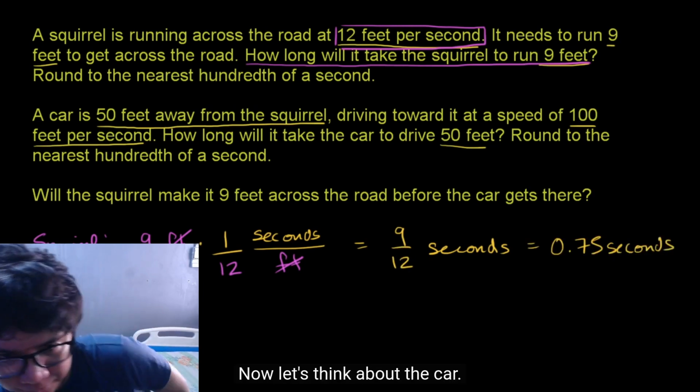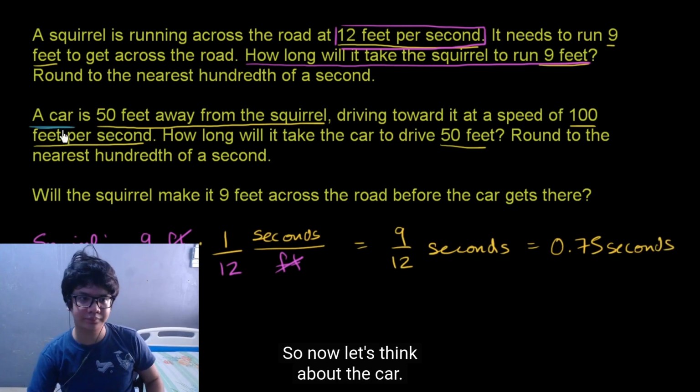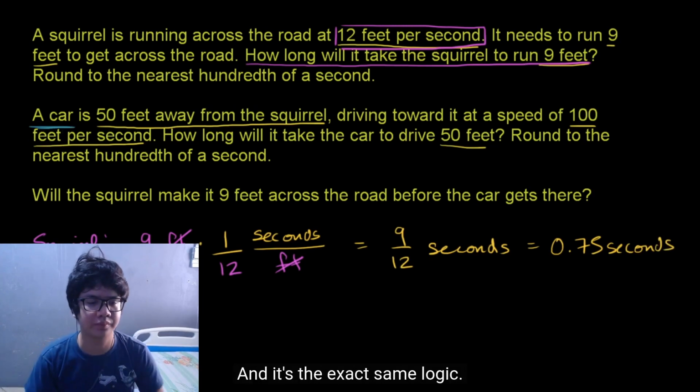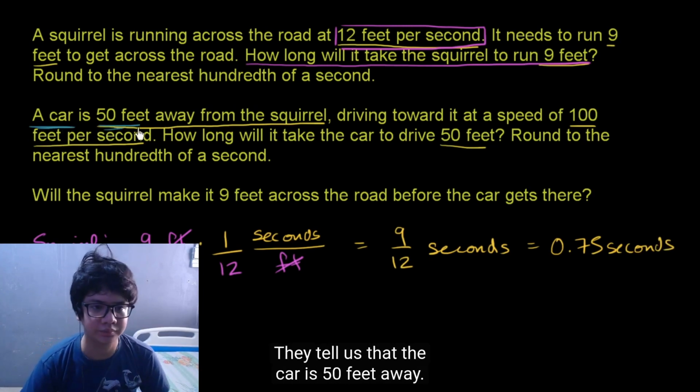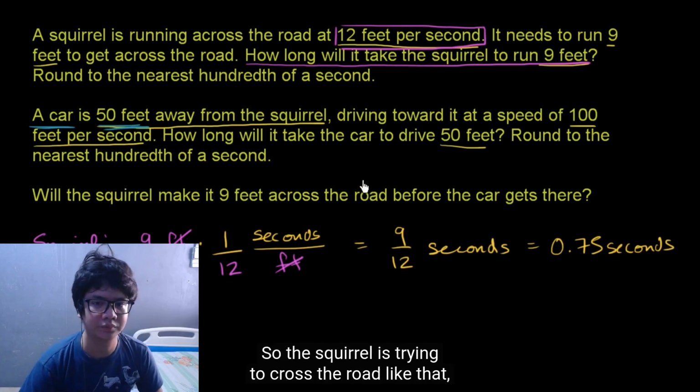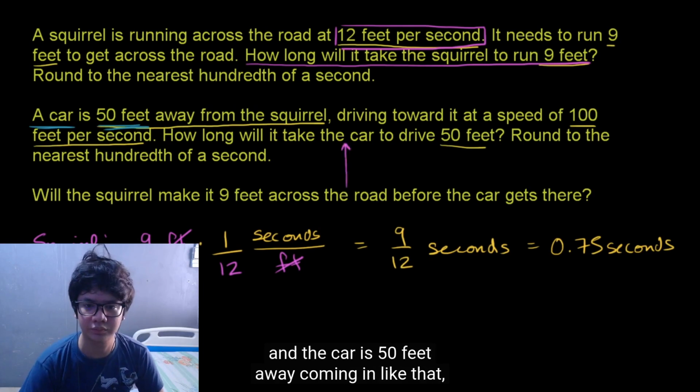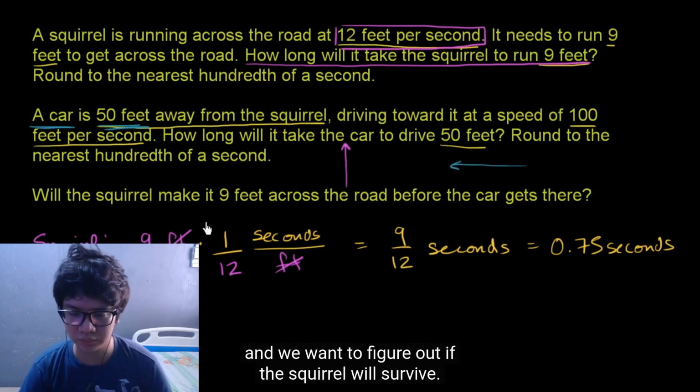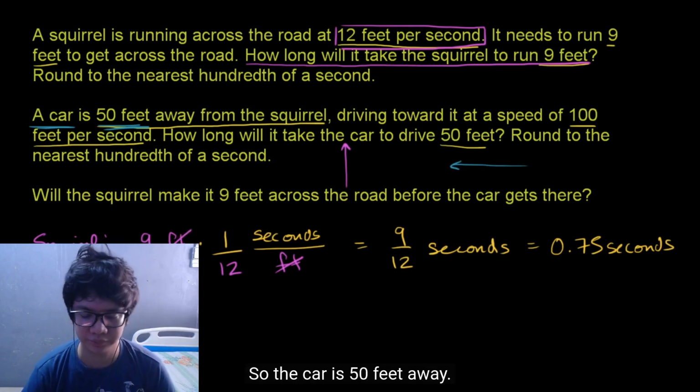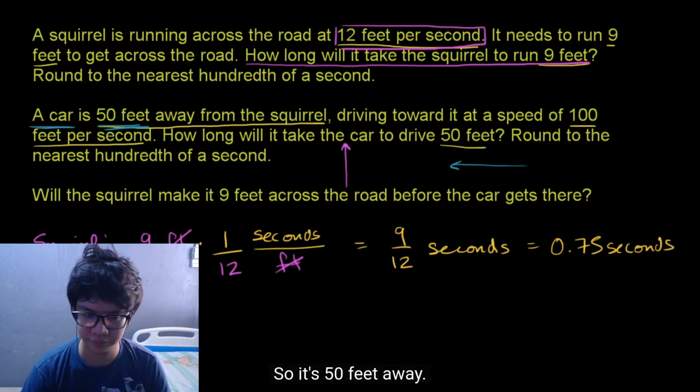Now let's think about the car. So now let's think about the car. And it's the exact same logic. They tell us that the car is 50 feet away. So the squirrel is trying to cross the road like that, and the car is 50 feet away coming in like that, and we want to figure out if the squirrel will survive. So the car is 50 feet away.